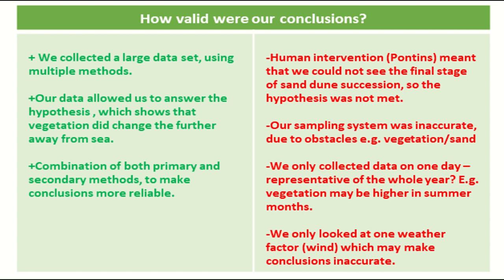Our sampling system was grossly inaccurate due to obstacles like vegetation and sand. We only collected data on one day. Is that representative of the whole year? If my inquiry question is asking if it's a typical sand dune ecosystem and I only visit the location on one day, what about the other 364 days of the year? If we'd gone in summer, the vegetation may have been higher. So only going on one day is never a good thing.